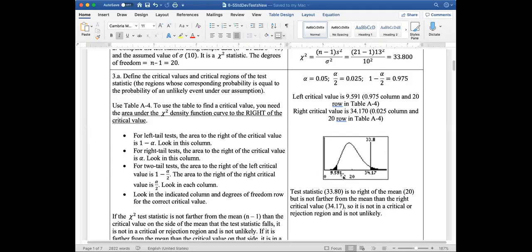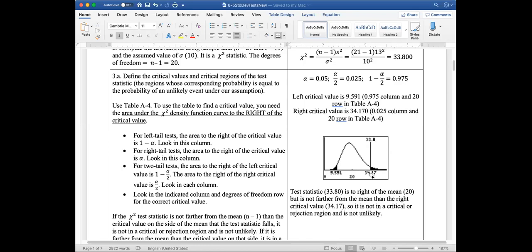All right, so here's our critical value on the right, 34.170. Our critical value on the left, 9.591. And I put the mean on here just to show you. And by the way, when you're dealing with critical values, it's always a good idea to draw the sketch and mark the mean as a point of reference. And it is the degrees of freedom for a chi-squared distribution. So we mark the degrees of freedom in the middle here. And that tells us which side constitutes the left side and which constitutes the right side. So we've got our critical values marked.